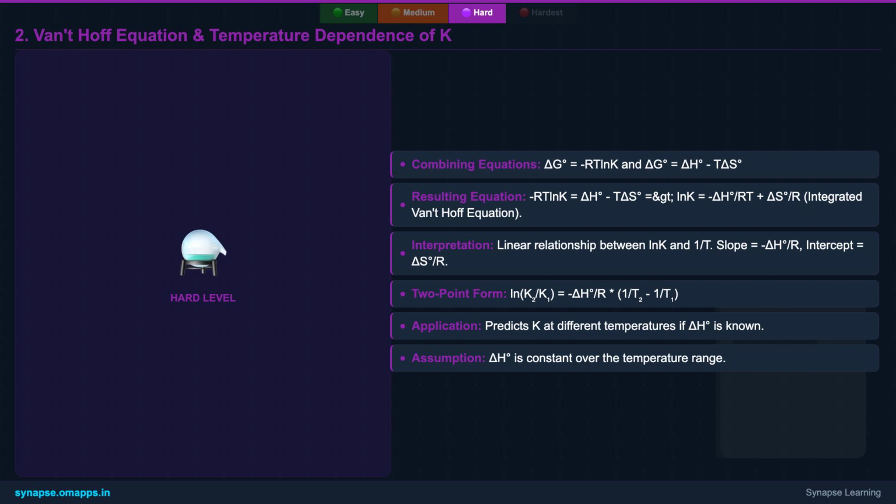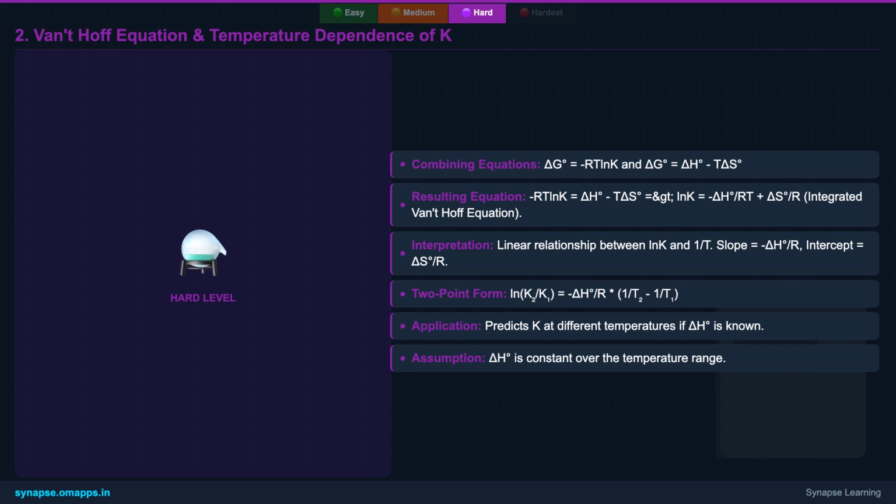By combining ΔG° = -RT ln K with ΔG° = ΔH° - TΔS°, we can derive ln K = -ΔH°/RT + ΔS°/R. This linear relationship between ln K and 1/T allows us to calculate ΔH° and ΔS° from experimental K values at different temperatures.